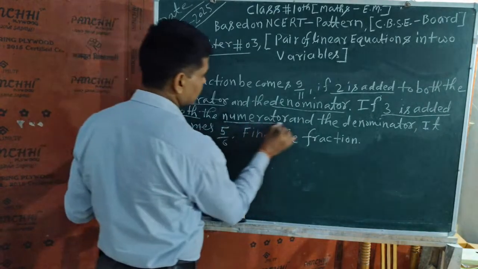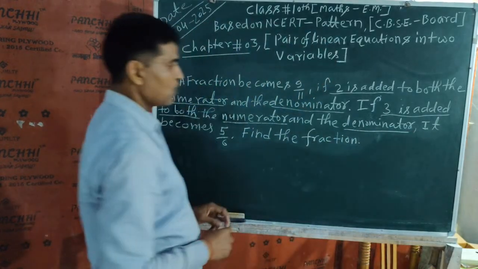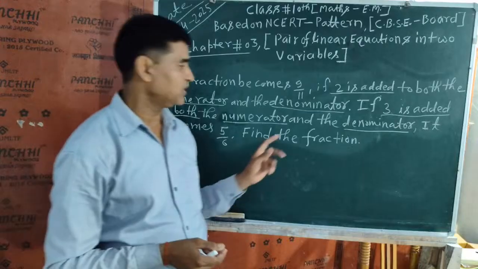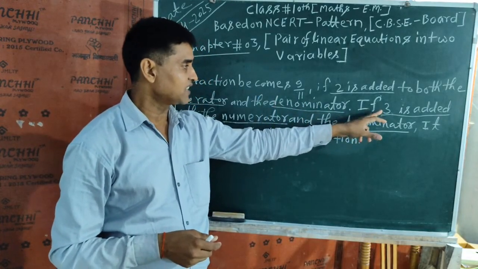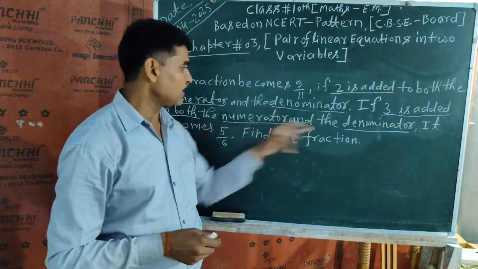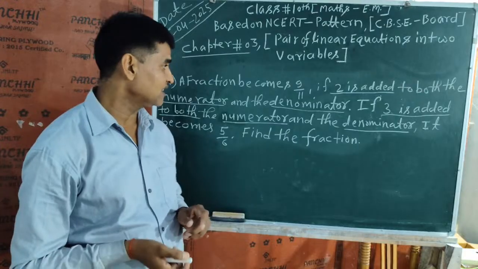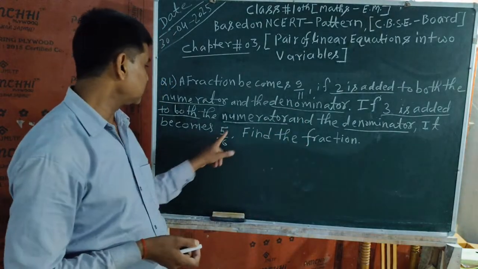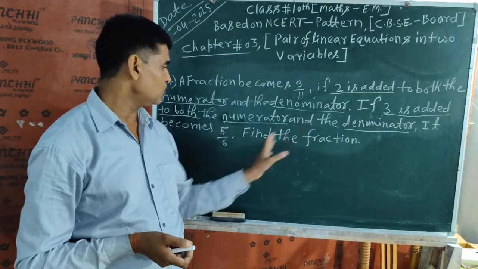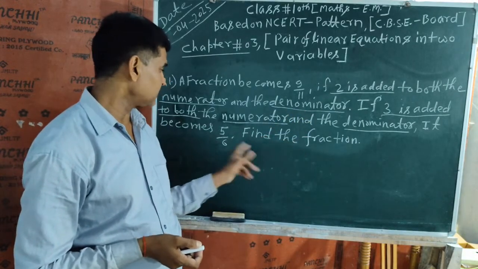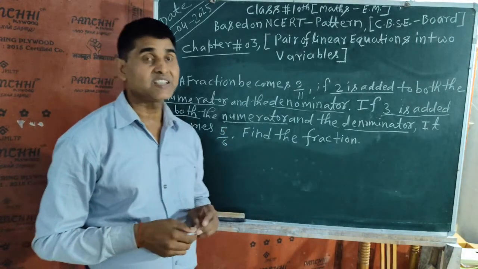One is the numerator and the other is the denominator. So again I will add the previously assumed 3 to the numerator and also to the denominator. That is the second condition, and it becomes 5 by 6. So after adding, the value of that fraction will be equal to 5 by 6. So this will be the second condition.